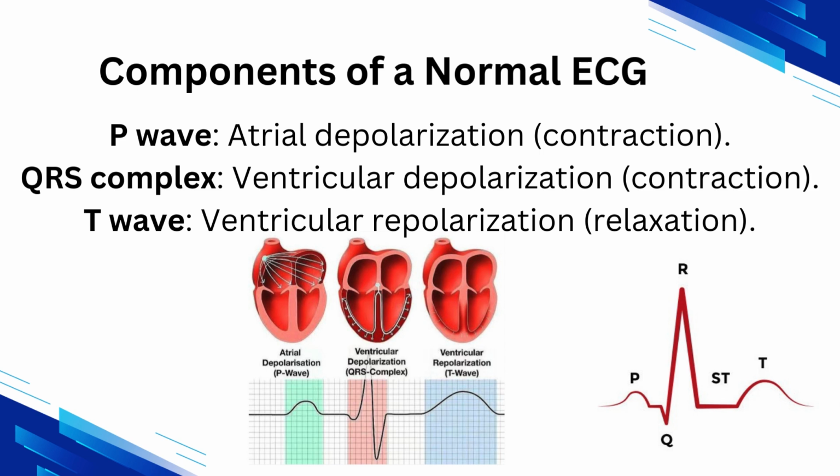QRS complex: ventricular depolarization, contraction. The QRS complex represents the depolarization of the ventricles in the heart, indicating the beginning of ventricular contraction. T wave: relaxation. The T wave represents the repolarization of the ventricles in the heart.